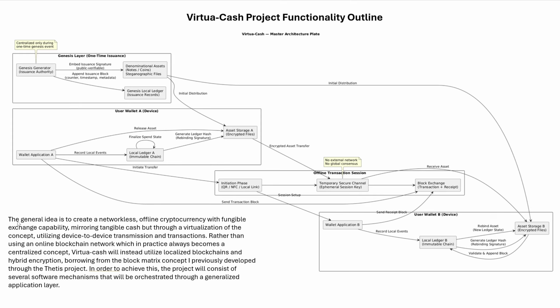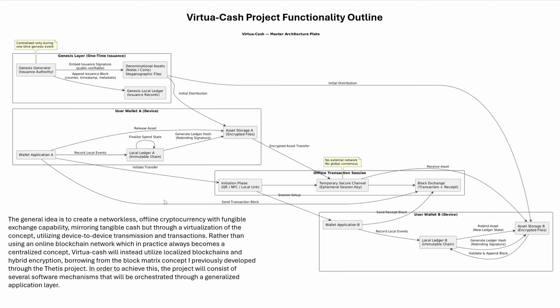Firstly, the general idea is to create a networkless offline cryptocurrency with fungible exchange capability mirroring tangible cash, but through a virtualization of the concept, utilizing device-to-device transmission and transactions. Rather than using an online blockchain network, which in practice always becomes a centralized concept, Virtual Cash will instead utilize localized blockchains and hybrid encryption, borrowing from the block matrix concept I previously developed through the Thetis project. In order to achieve this, the project will consist of several software mechanisms that will be orchestrated through a generalized application layer.